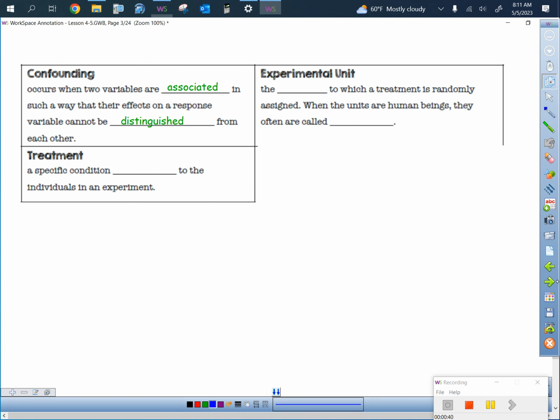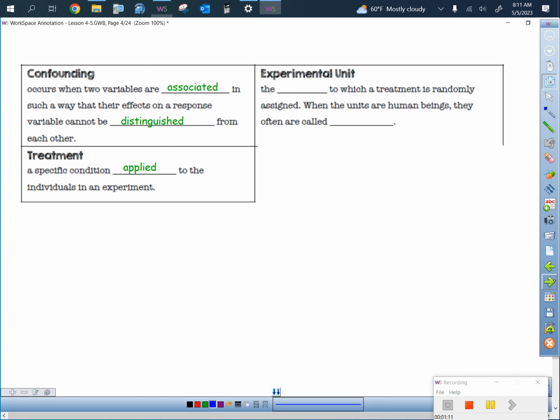Confounding occurs when 2 variables are associated in such a way that their effects on a response variable cannot be distinguished from each other. It's like, hey, did eating with your family cause you to get good grades, or did the fact that you actually do all your homework cause the good grades? Just because one thing happened doesn't mean it caused the other. So we'll see how confounding works when we get into some more examples.